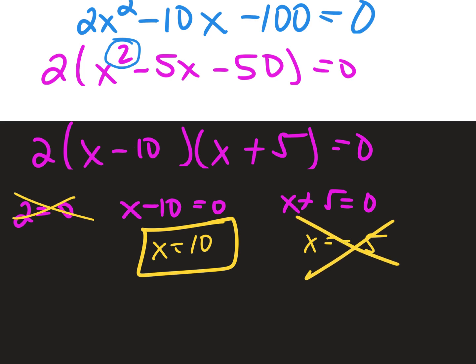What does it say? Error. Don't look at your friend and be like, oh, so I did something wrong. No, you didn't. You just broke the law. You're not allowed to take the log of a negative number. So that is an extraneous solution.